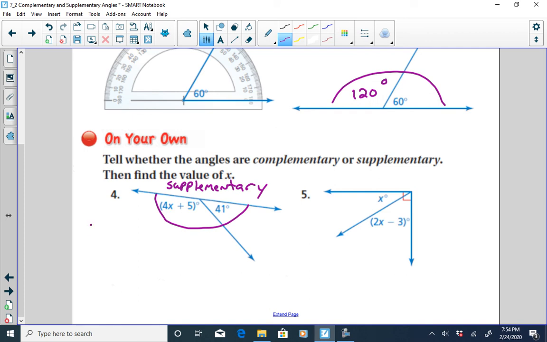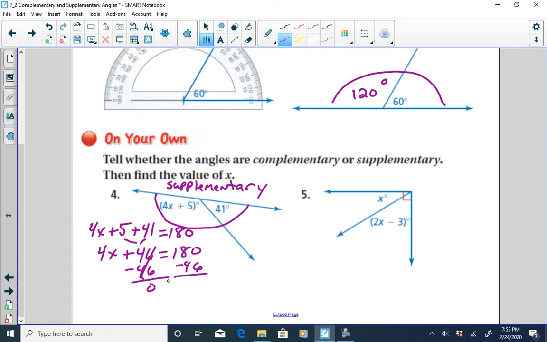180 degrees. So we write an equation that says 4x plus 5 plus 41 has to be equal to 180. 5 and 41 are like terms, so I combine them first. I recopy the 4x. 5 plus 41 is 46. That's equal to 180. I'm going to subtract 46 from both sides of that equation. That's going to be 0. So I'm left with 4x is going to be equal to 180 minus 46, which is 134.